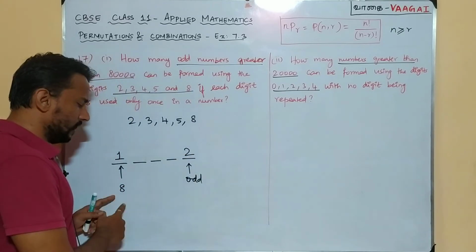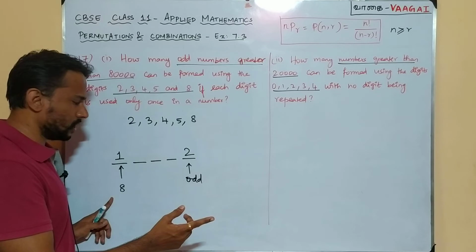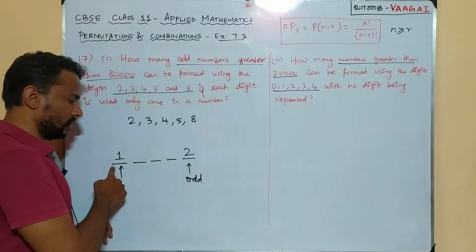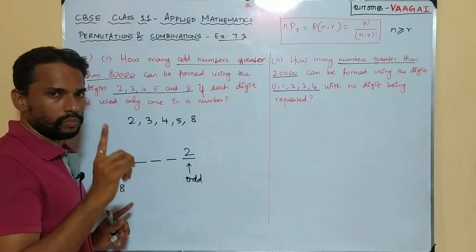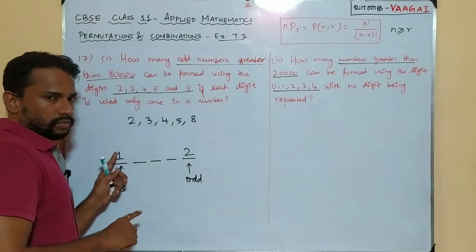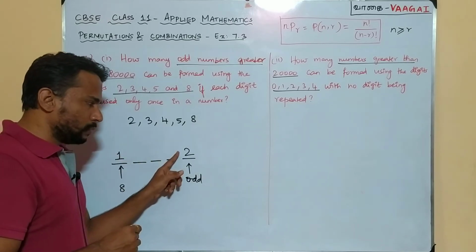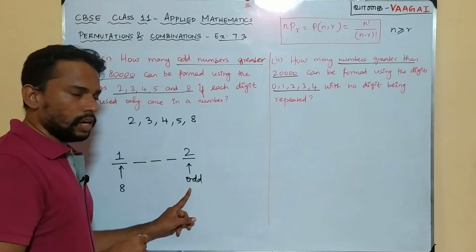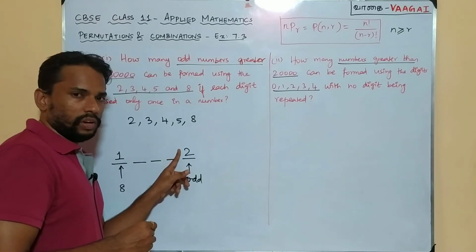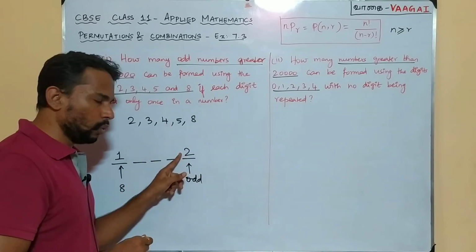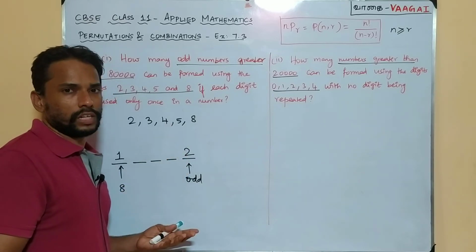Okay. For the condition that our number has to be more than 80,000, I can fill this first digit in only one way. Only with this 8 I can fill this. Okay, so only one way for this digit, and there are 2 ways for this odd digit. To make it an odd number, I have to fill this one with either 3 or 5. So 2 ways for this digit. So hereafter there is no restriction at all.